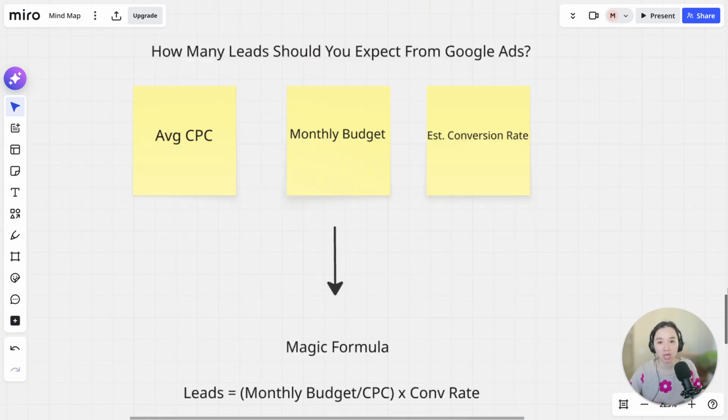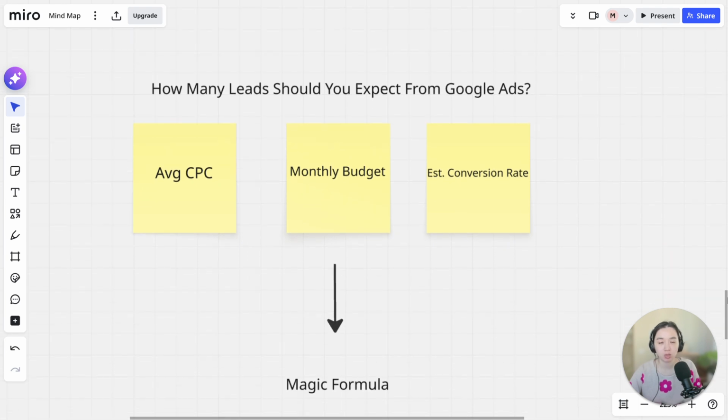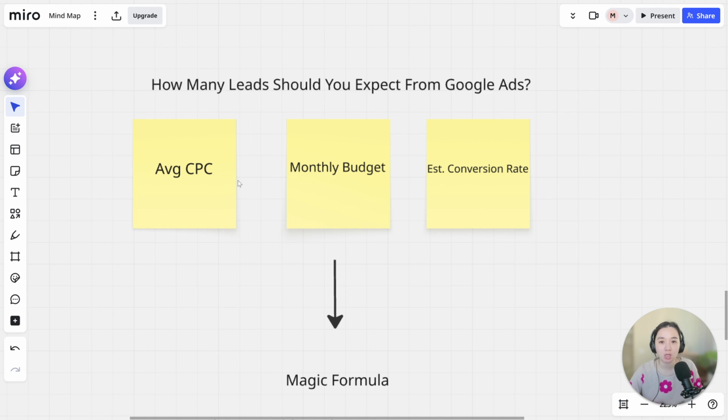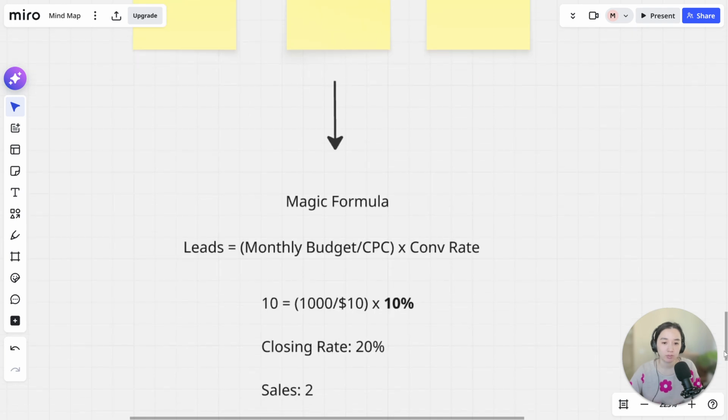I just wanted to answer this direct question here. Very common question that comes up because we need to know realistically what we can expect. These are the main criteria that you need to look at. Use this magic formula to determine what your total leads could potentially be. Again, they're just estimates. I'd probably estimate anywhere between 8 and 10 here. This is assuming a 10% conversion rate. But assuming a 20% closing rate, and then we'd have 2 sales.